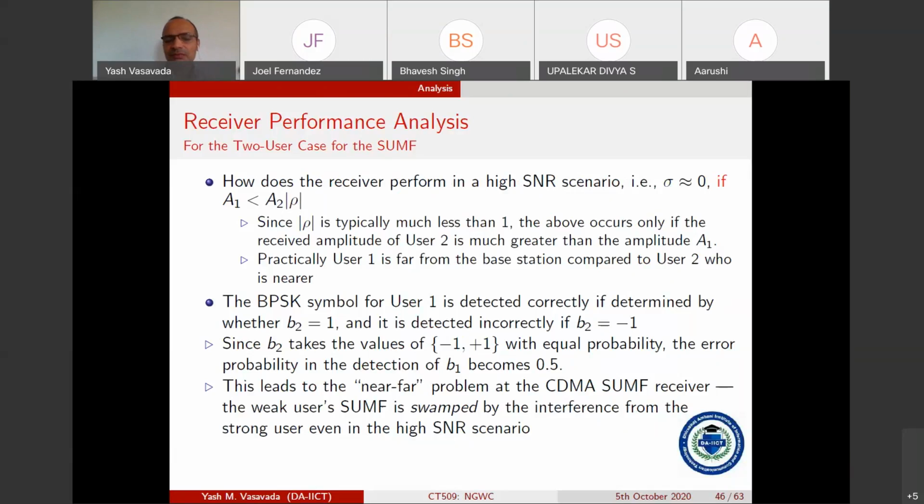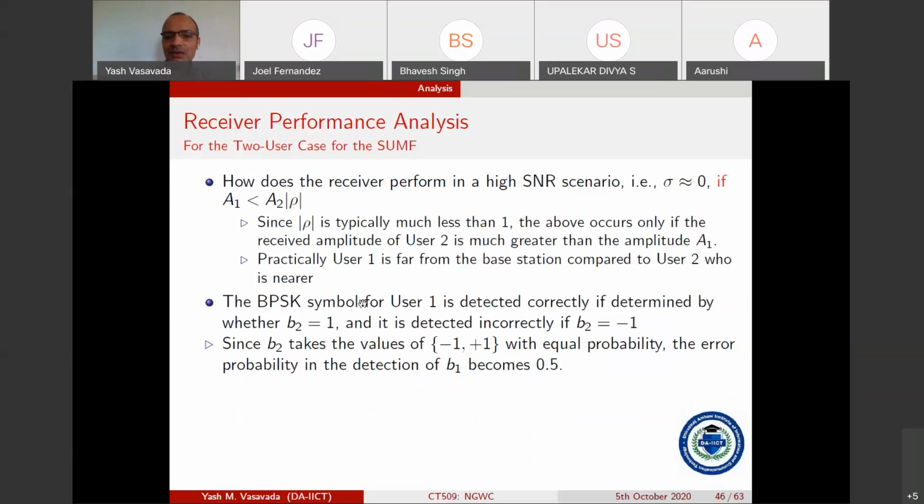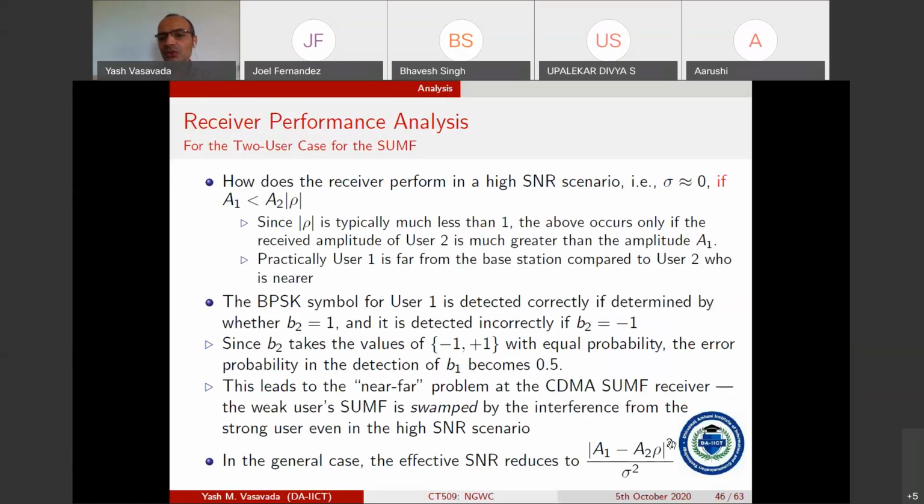Okay, we will spend maybe another five or so minutes and try to complete this as much as possible. So here we assume that the noise is small. But otherwise also, our performance is going to be pretty much determined by this term here. It is as if our SNR reduced from A1 squared divided by sigma squared to (A1 minus A2 rho) whole squared divided by sigma squared. When A2 times rho starts becoming similar to A1, you can see that the SNR starts becoming smaller. In the case when both are the same, the SNR actually becomes 0.